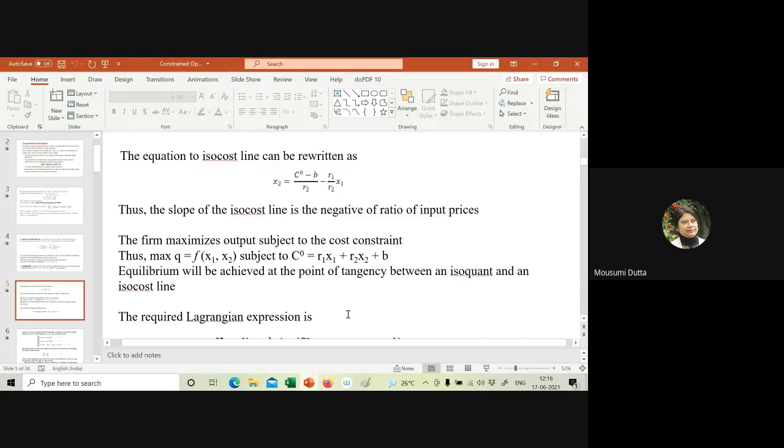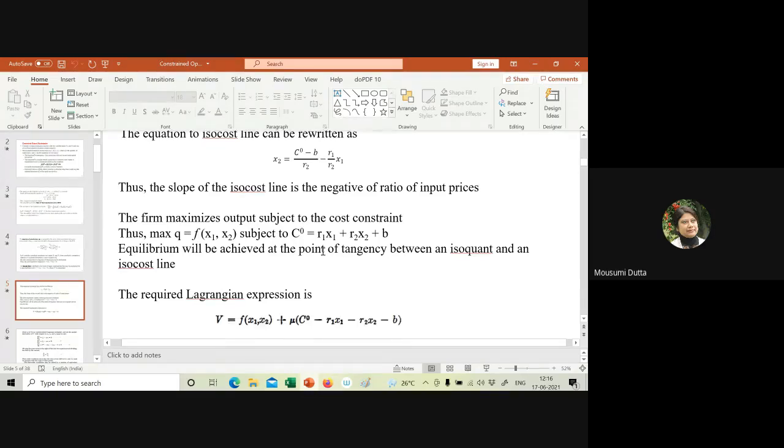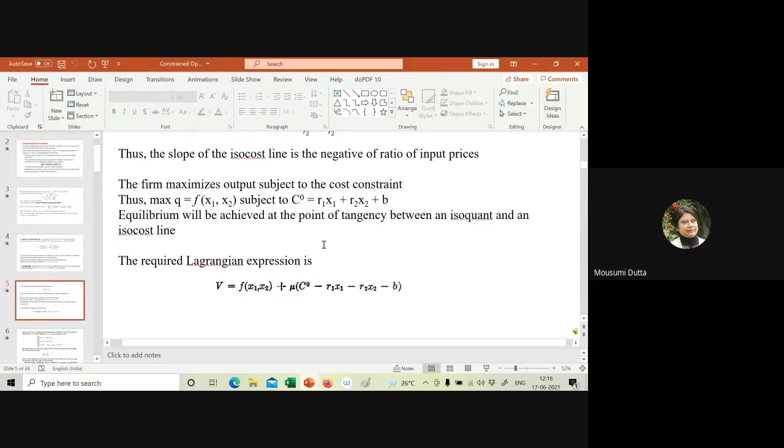However, we will derive the values of x1 and x2 using the Lagrangian expression, because in that case we will be able to check the second order conditions, etc. So we will be able to claim the values of x1 and x2 we are deriving are output maximizing values subject to the cost constraint. So in the next step, I am going for the Lagrangian expression.